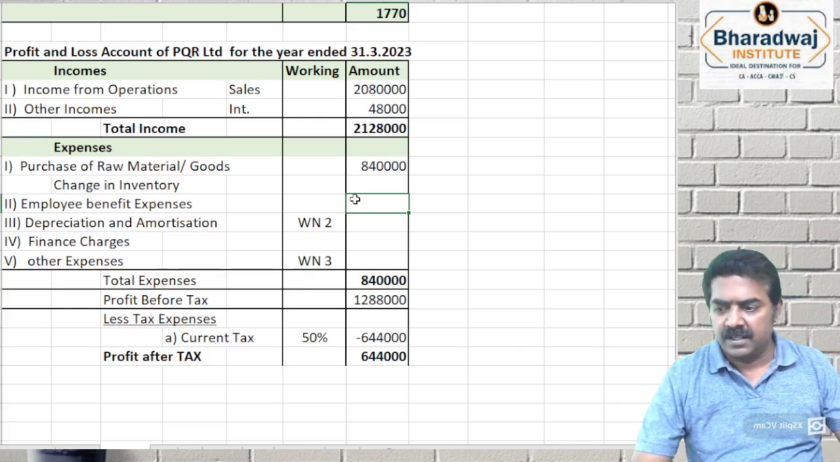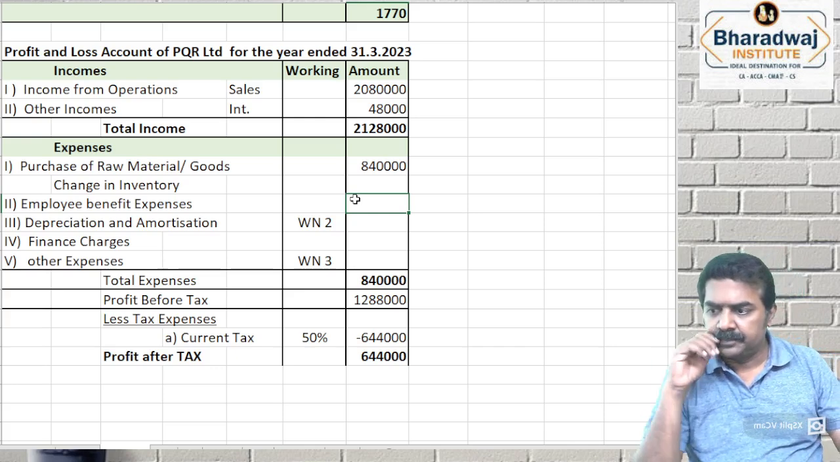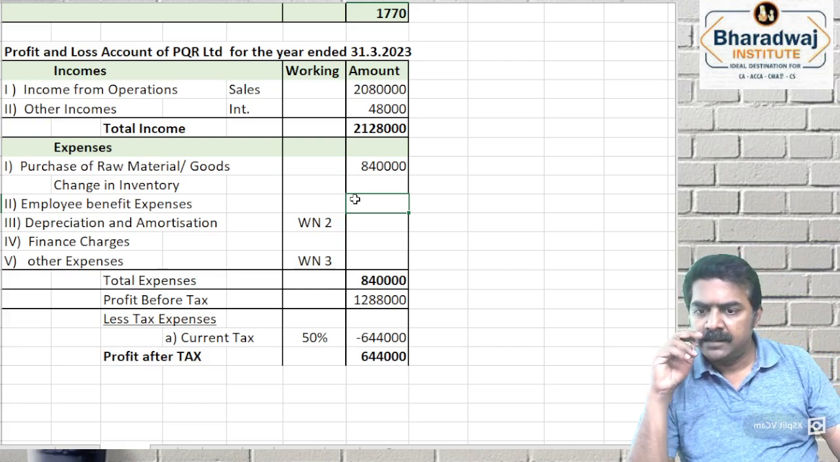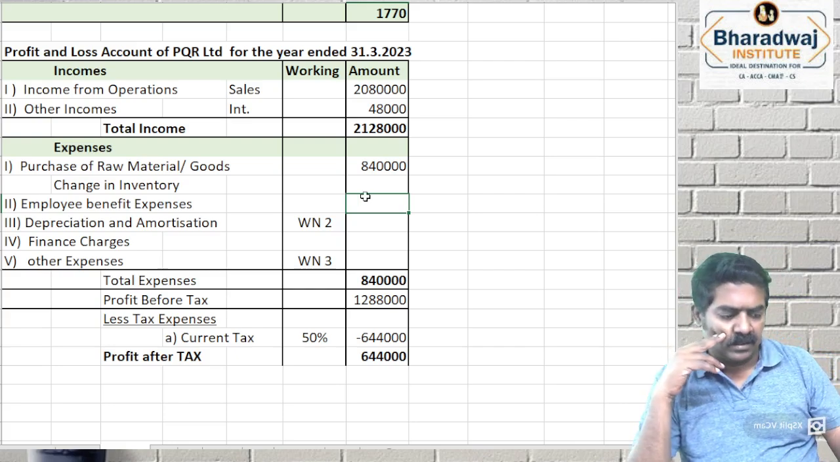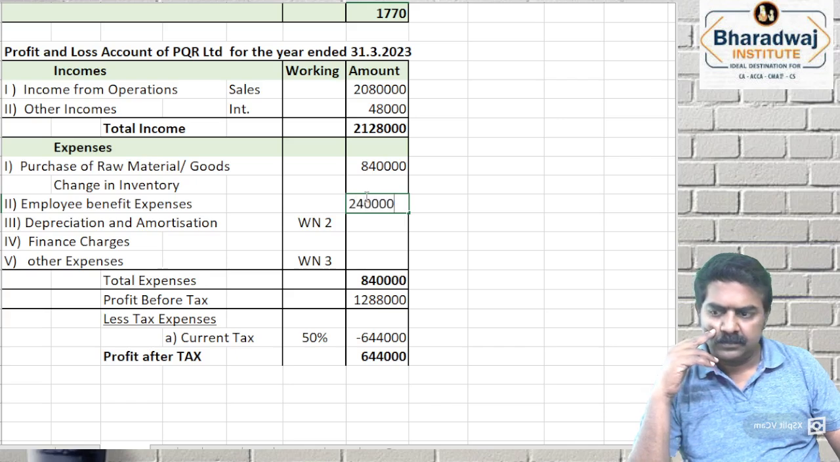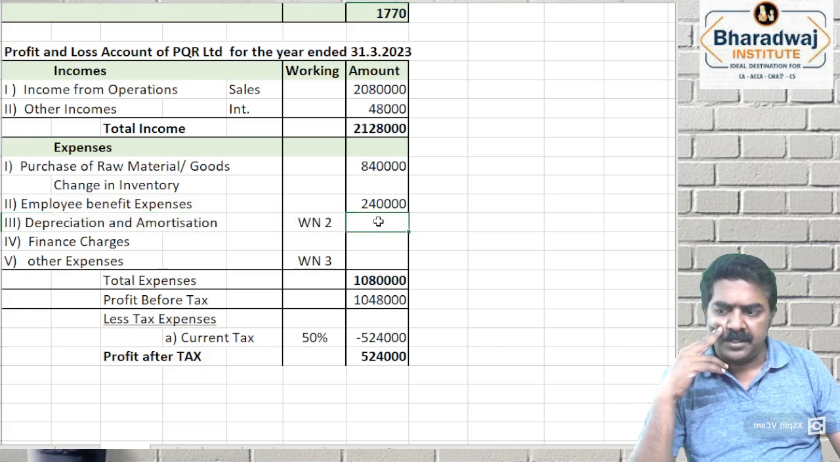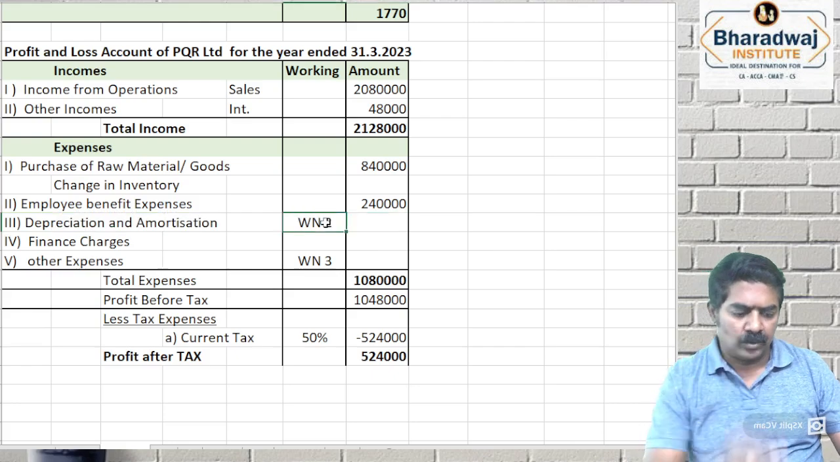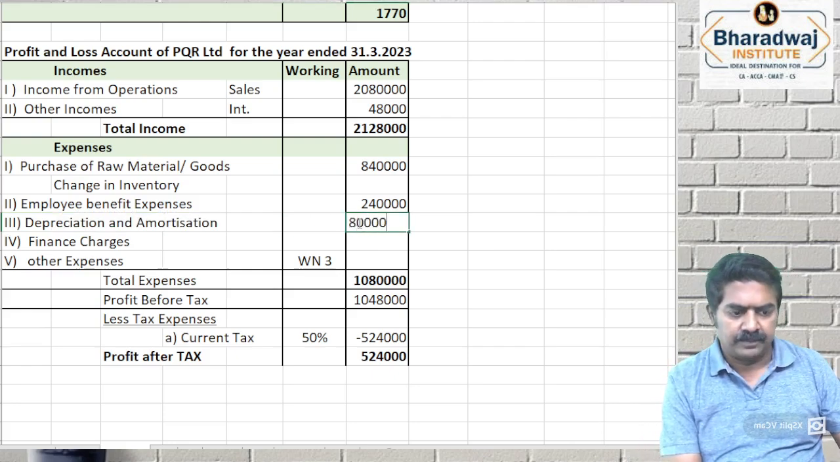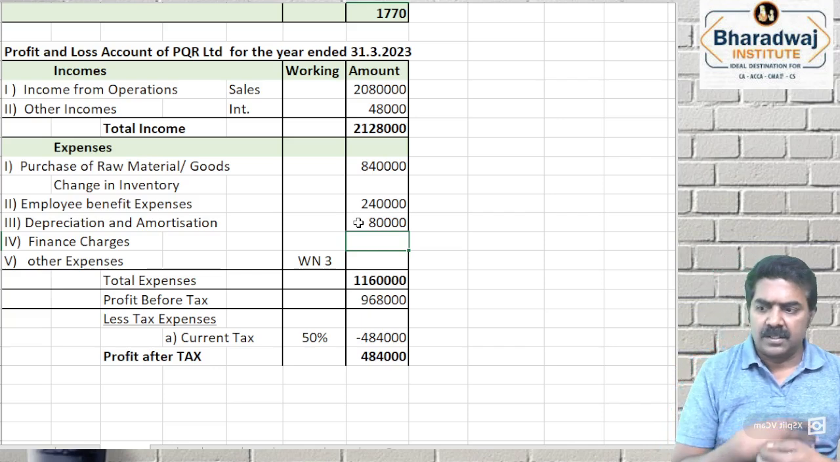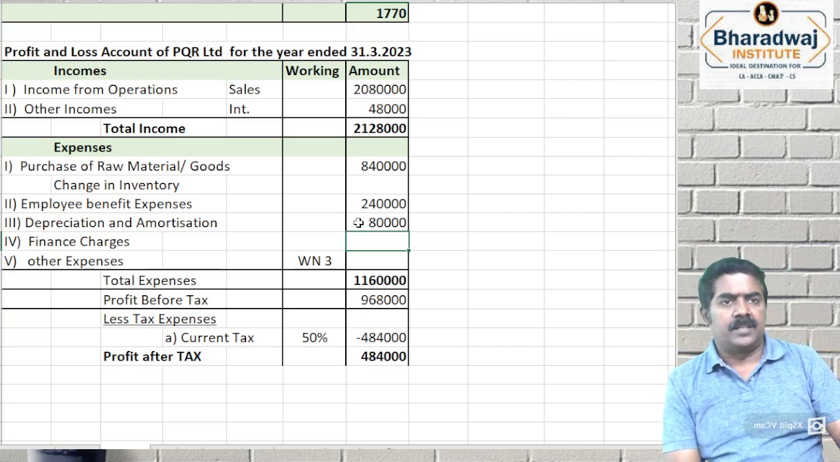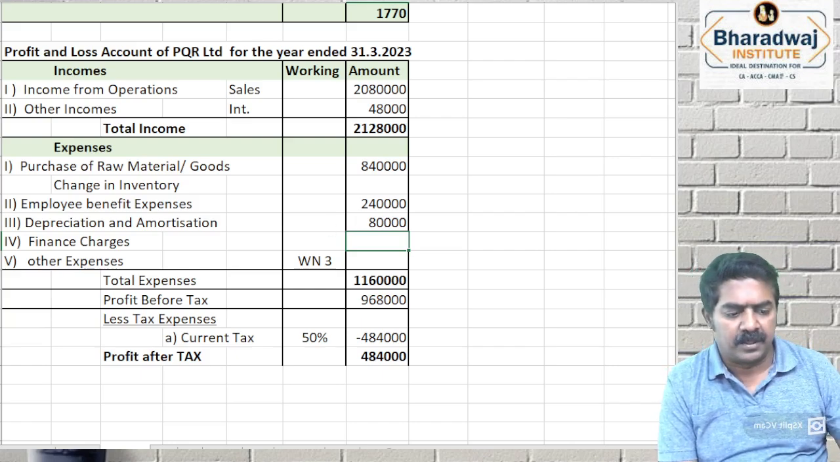Employee benefit expense என்னன்னு இருக்கு பாருங்க. 2 lakh 40. Then depreciation and amortization. No need of working note, 80,000. Then finance charges irka. Interest on debentures. Interest on debentures எவ்வளோ pay பண்ணணும் பாரு. 1,12,000.